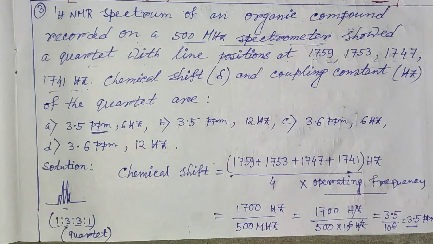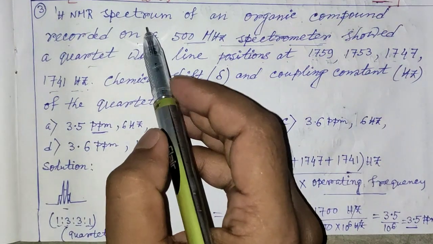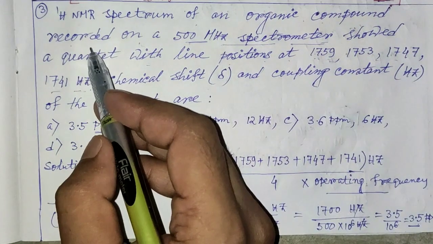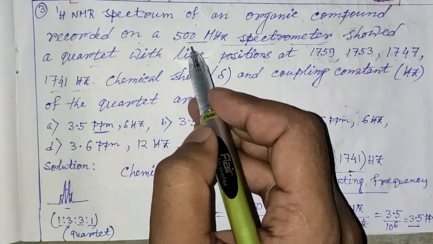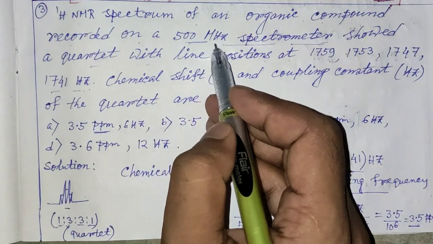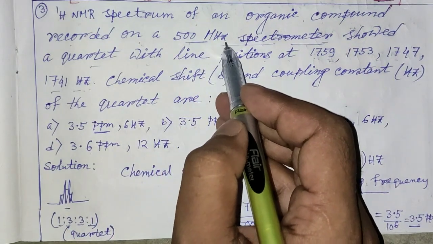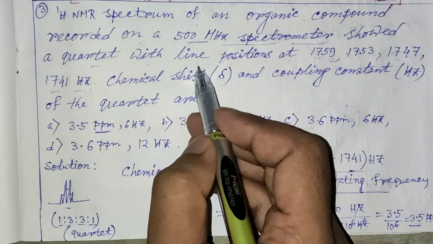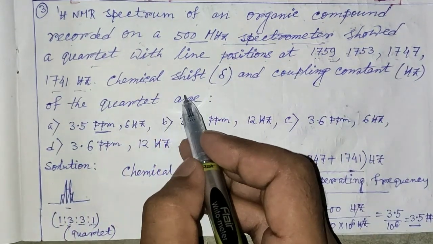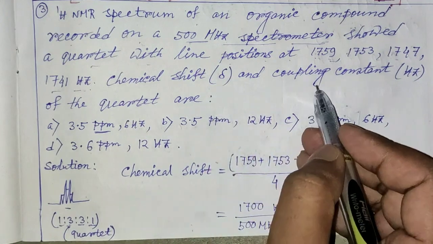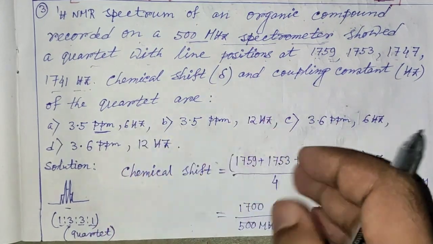The next question is: the 1H NMR spectrum of an organic compound recorded on a 500 MHz spectrometer, that means the operating frequency of the NMR instrument is 500 MHz, showed a quartet with line positions at these 4 values. We have to calculate the chemical shift value and the coupling constant for this quartet.